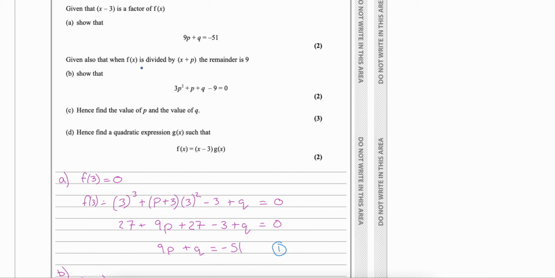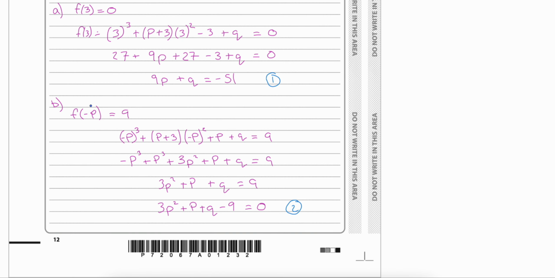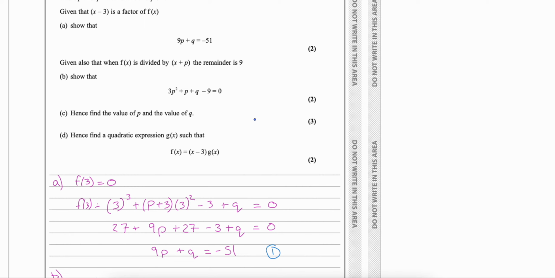Given also that when f of x is divided by x plus p, the remainder is 9. So this is really saying that f of minus p is 9. That means if we replace every x by minus p, we should get 9. So multiplying it out and simplifying will give you 3p squared plus p plus q minus 9 is 0 as required. Now find the value of p and q.